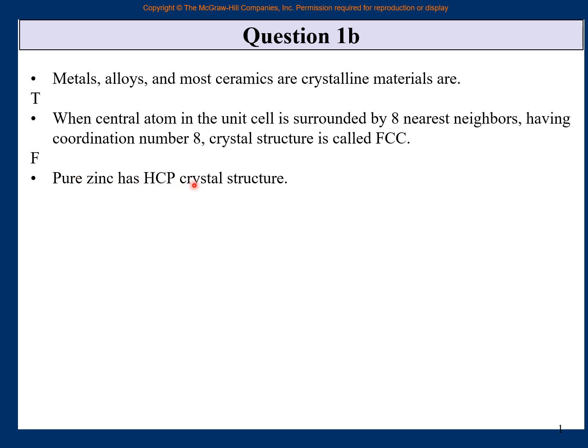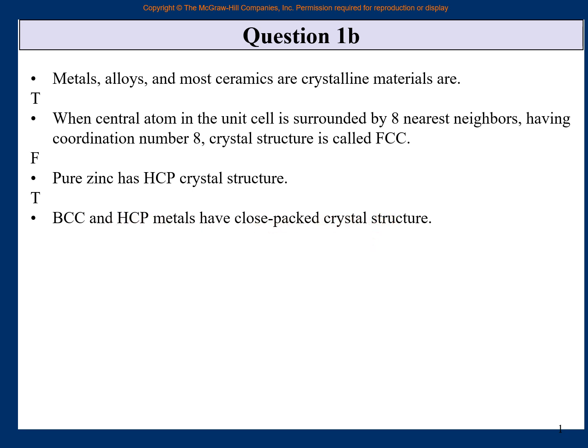Pure zinc has HCP crystal structure. Now, I don't know if you remember it, but you should. After BCC, FCC, HCP, all of them, in the initial introduction, we give a small table of 5, 6, 7 most common metals which belong to that group. So yes, in HCP, zinc is one of the most common metals around. So this is true.